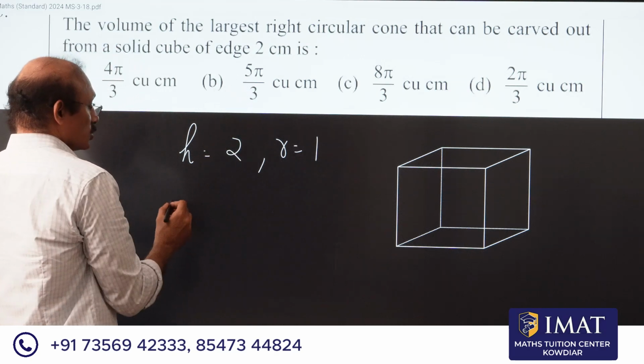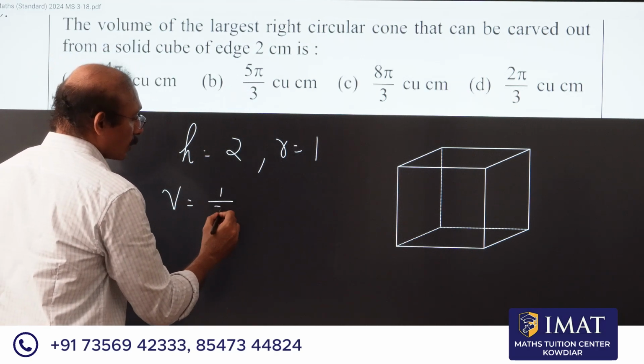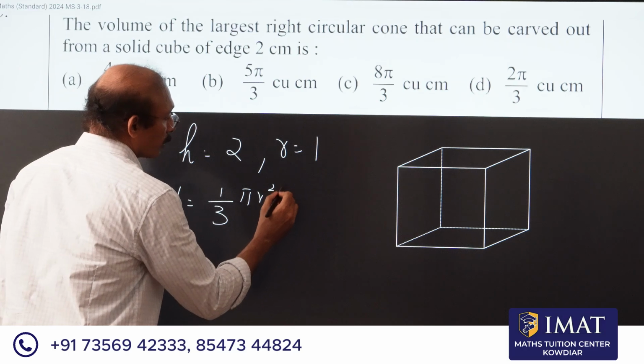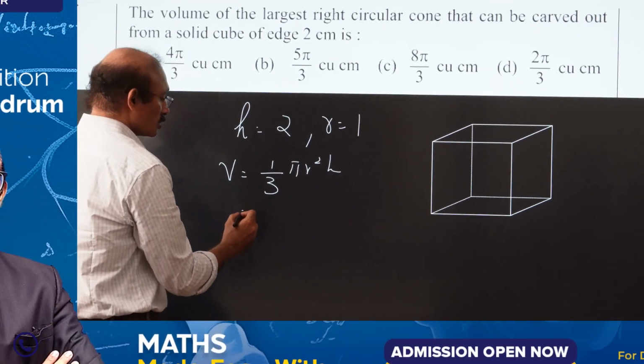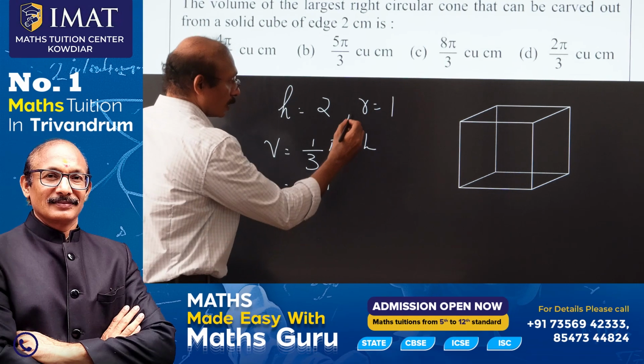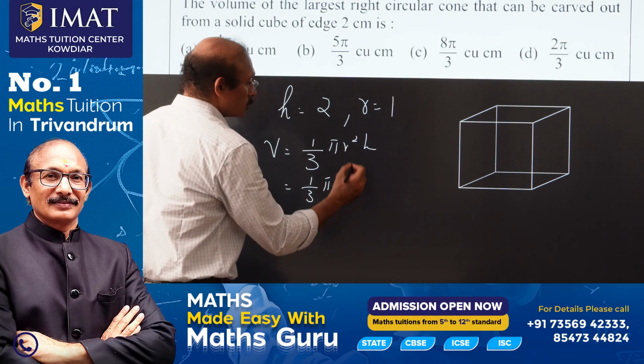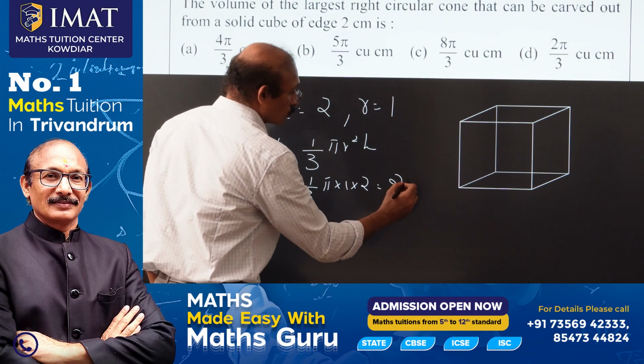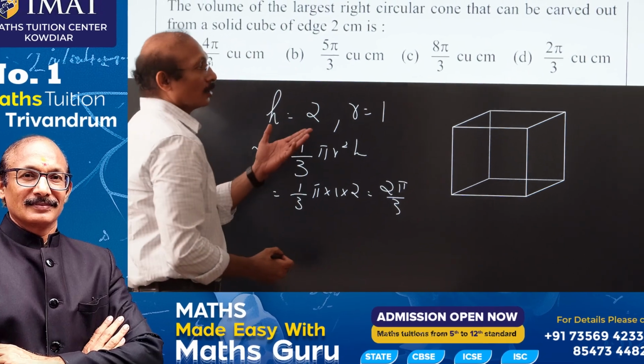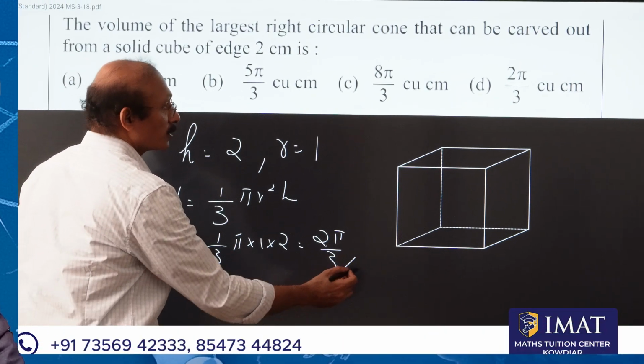Now what is asked? The volume of the largest cone. So what's volume of a cone? It is 1 by 3 pi r square h. So this is equal to 1 by 3 pi into r is 1, so into 1, into h is 2. So the answer is 2 pi by 3 cubic centimeters. So the option is D.